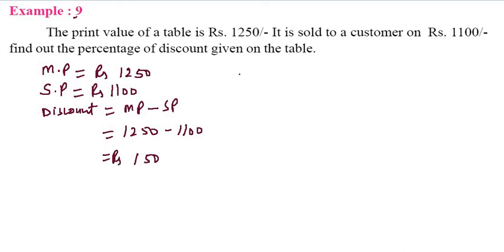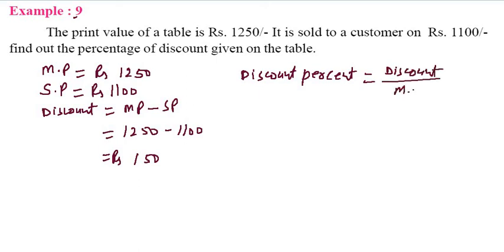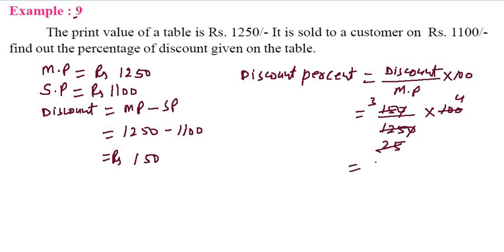Now the percent discount. So you can write here discount percent. It will be discount upon mark price into 100. So discount is given as 150, mark price is 1250 and into 100. So now 0 will be cancelled out. 5 2s are 10 and 5 5s are 25. 5 3s are 15. Now 25 4s are 100, so that is the 4 3s are 12. So it is 12%. So that one is your answer.